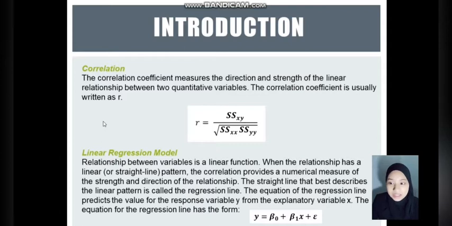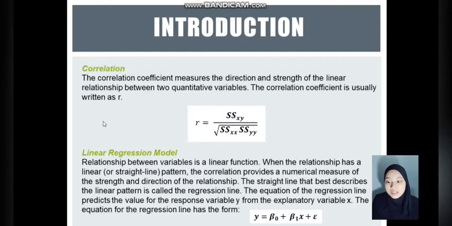And then next, there is correlation. The correlation coefficient measures the direction and strength of the linear relationship between two quantitative variables. The correlation coefficient is usually written as r. So this is the formula for the correlation coefficient: r equals SSxy divided by the square root of SSxx multiplied by SSyy.